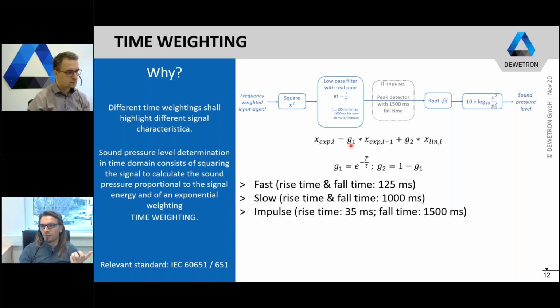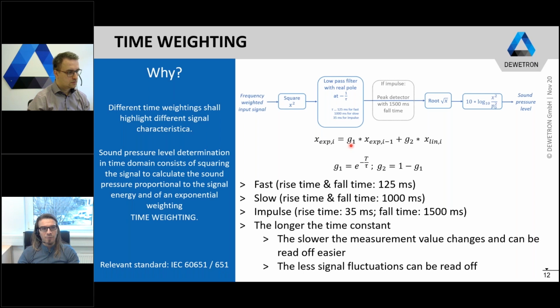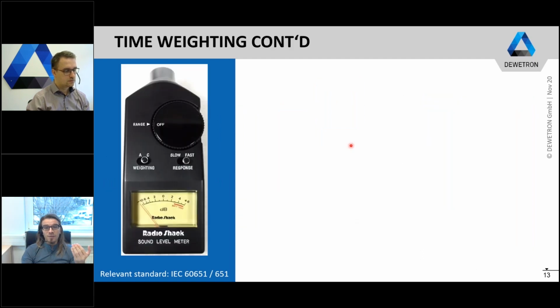And in general, you can say that the longer the time constant, the slower the measurement values change and can be read off easier from a digital display. And the longer the time constant, the less signal fluctuations can be read off, and the more smooth your measurement signal is. Just think, for example, of an old analog sound level meter like you see here from Radio Shack, which had a needle for displaying the sound pressure level.